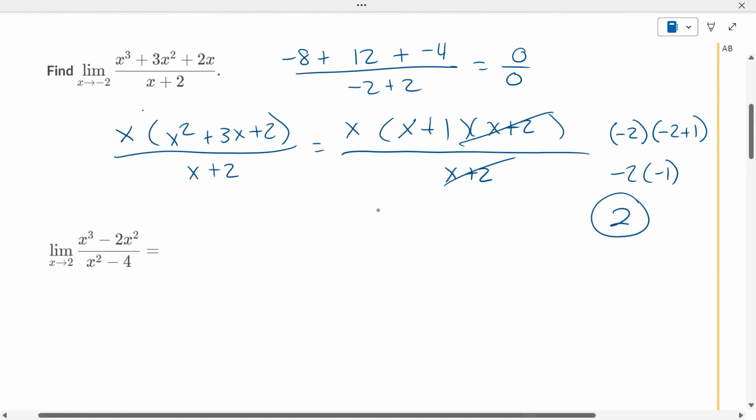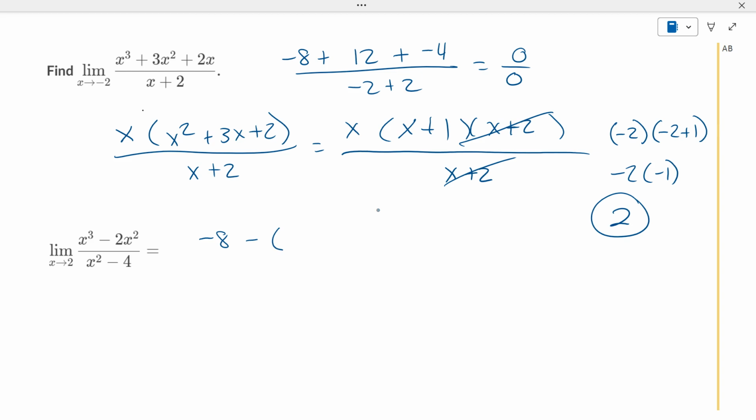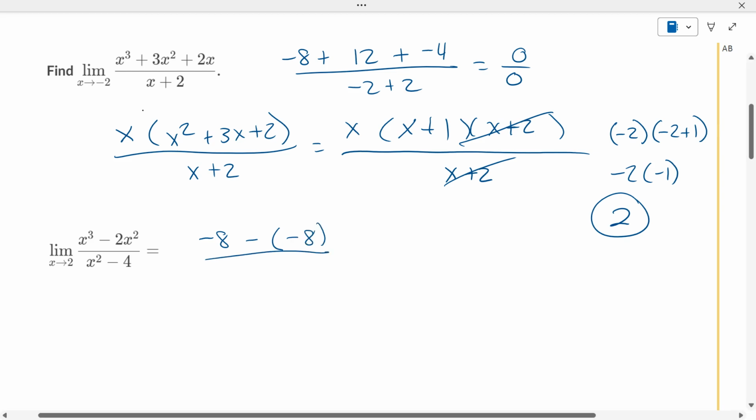How about this one? Well, we get -8 over 4 minus 4. Wait, it's regular 8. Yeah, Mr. Bierschbach can't do math. So it's regular 8 because it's a positive 2. I thought it was negative 2. So we get 0 over 0, and obviously that doesn't factor.